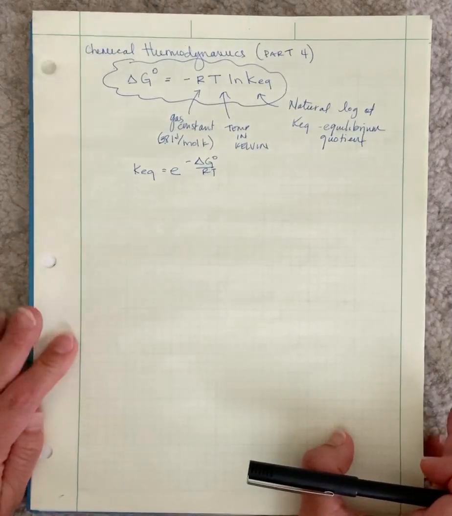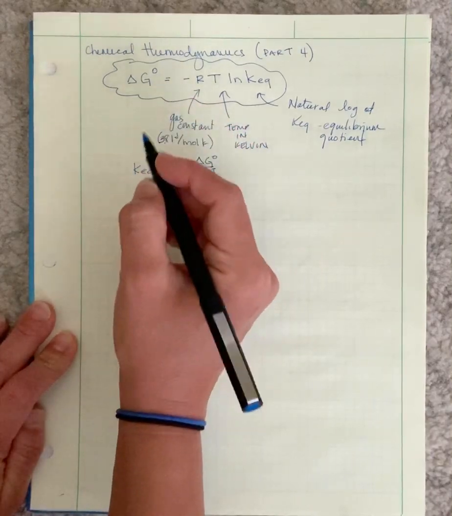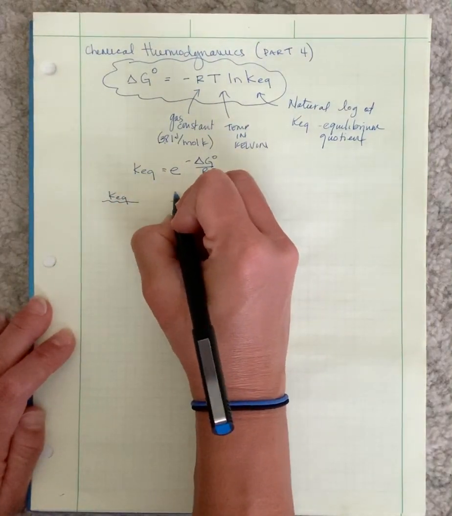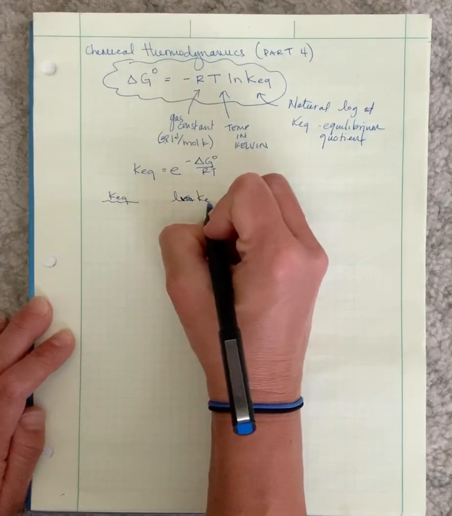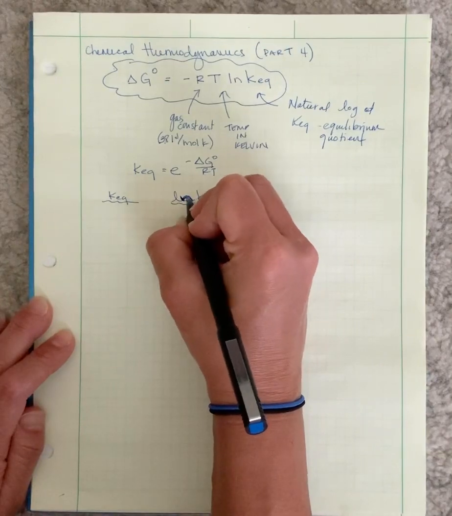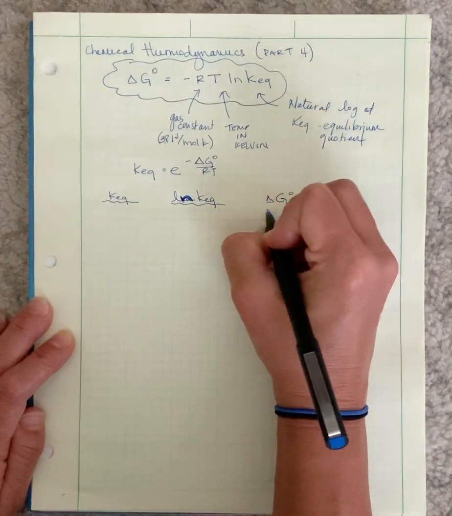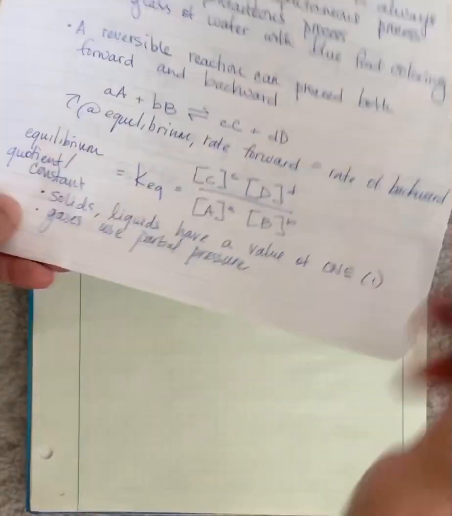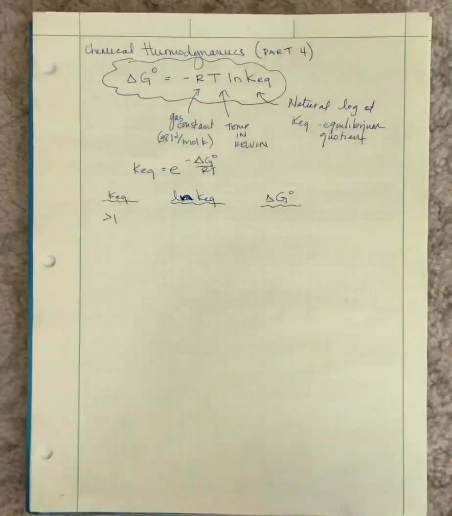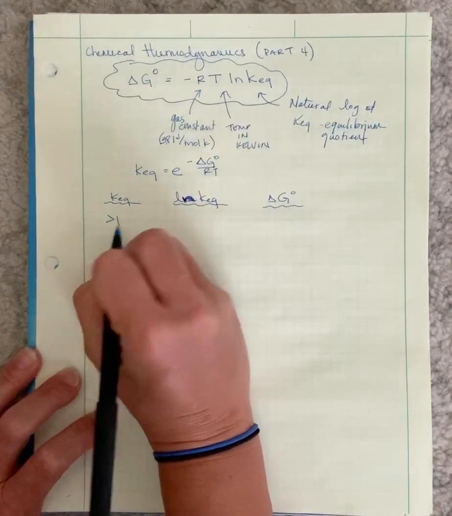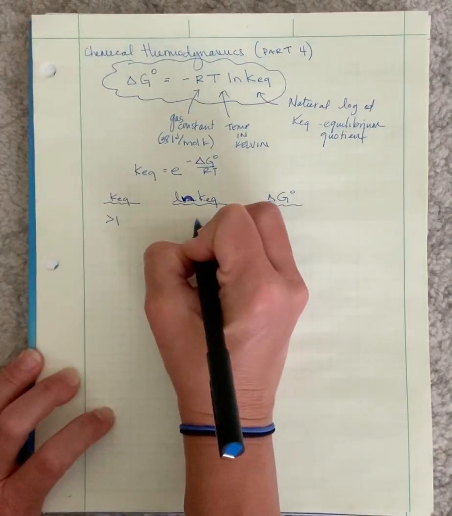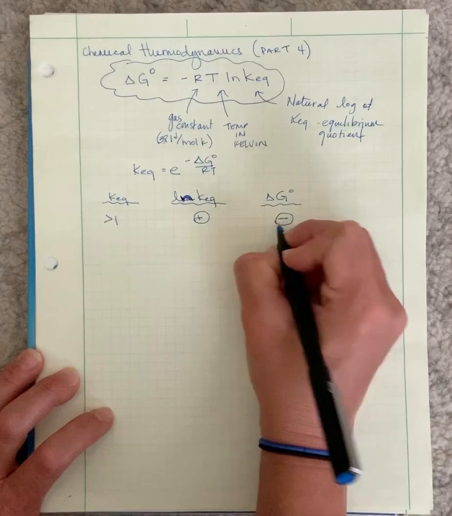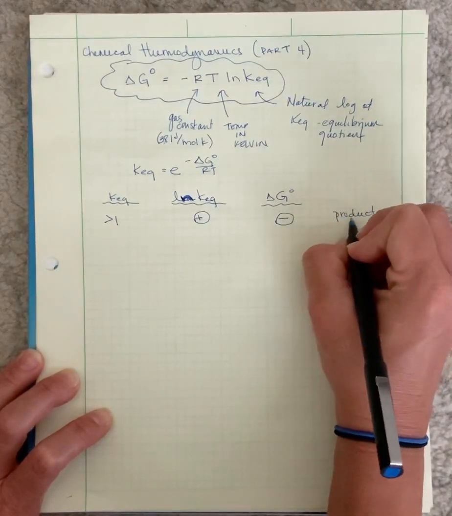Some general rules of thumb about this equation here. I'm making a little table. If we have KEQ, the natural log of KEQ, that should be ln, and then we have the change in Gibbs free energy here. If our KEQ value is greater than 1, so we have products that are greater than our reactants in general, the natural log of KEQ, of a value greater than 1, is going to be positive. And our change in Gibbs free energy is going to be negative. So this is for a reaction that is more product favored.